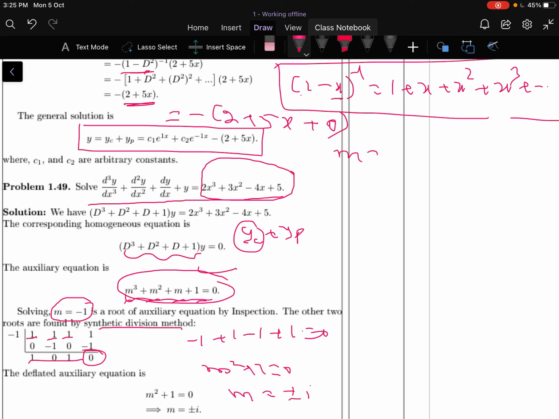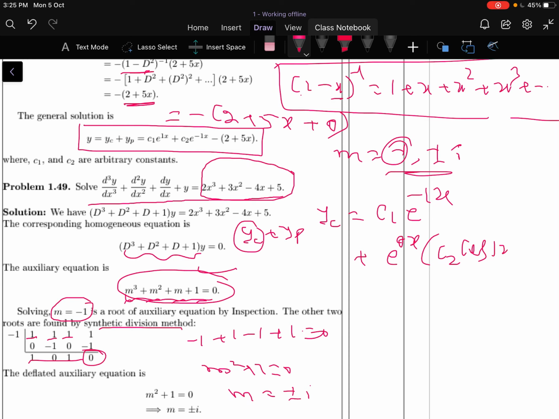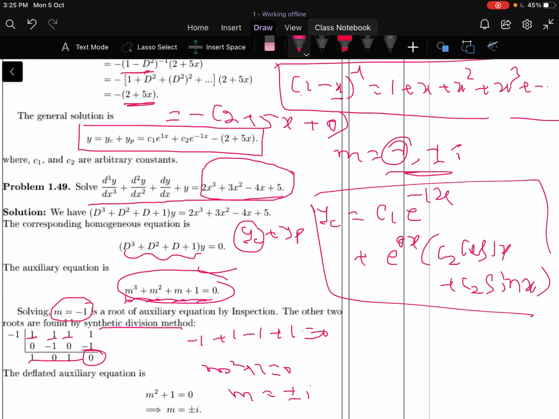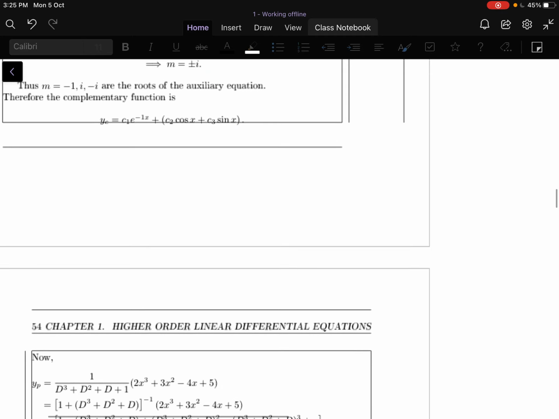So what are the roots here? m is equal to minus 1, plus or minus i. So out of three roots, one is a real root, the other two roots are complex roots. Therefore yc is equal to, for the real root, c1 into e to the power of minus 1 into x. For the complex roots, plus e to the power of 0x, real part is 0 here, c2 into cos 1x plus c3 into sin x. So this is the complementary function for the given differential equation.